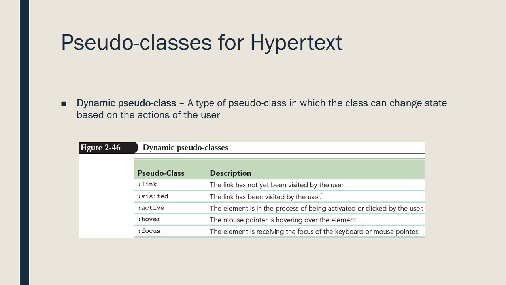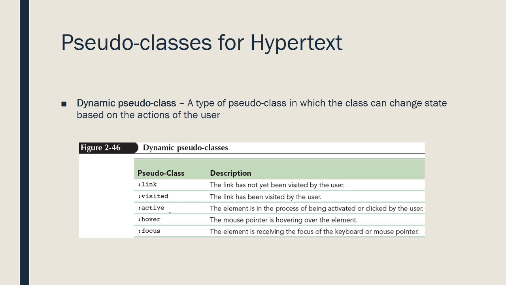For example, you're going to set the background color for the link that is already visited. Active: this element is in the process of being activated or clicked by the user. Hover: this is the link wherein the mouse pointer is hovering over the element. And we have the pseudo class focus. This is the element receiving the focus of the keyboard or the mouse pointer.